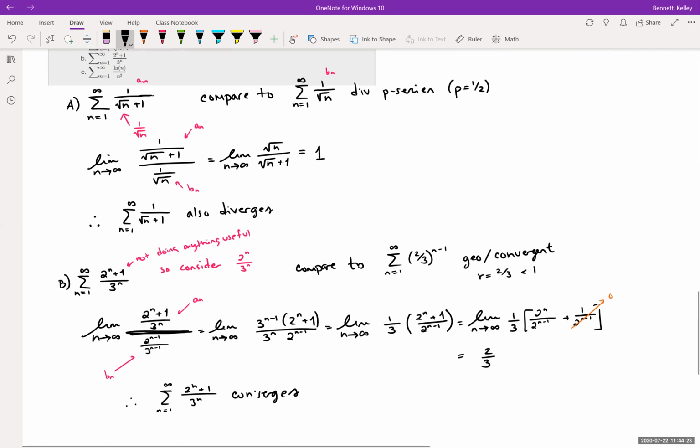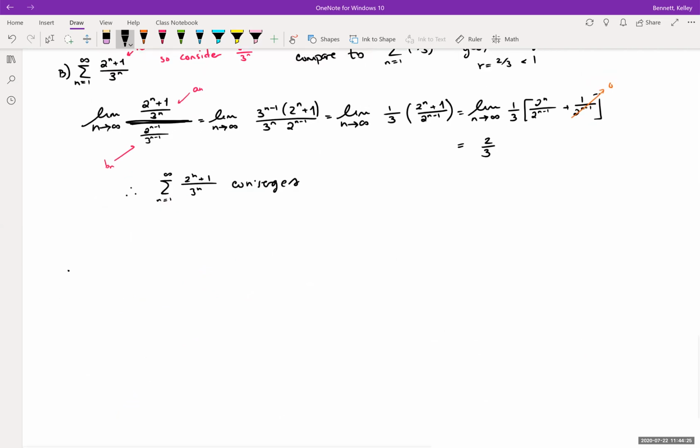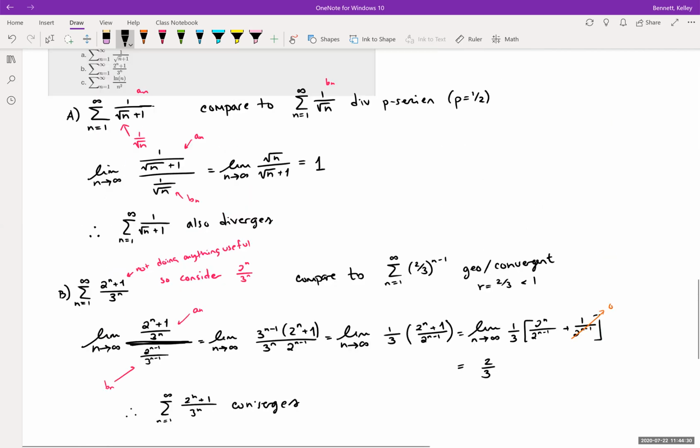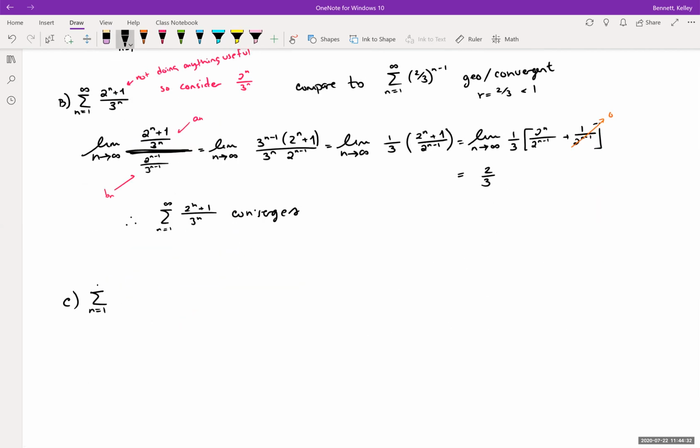And then lastly, ln n over n squared. So again, you want to think about the natural log of n being kind of similar to just a linear term. It's less than n, so then if you think about this, you would get an idea that you want to compare it to the harmonic series.